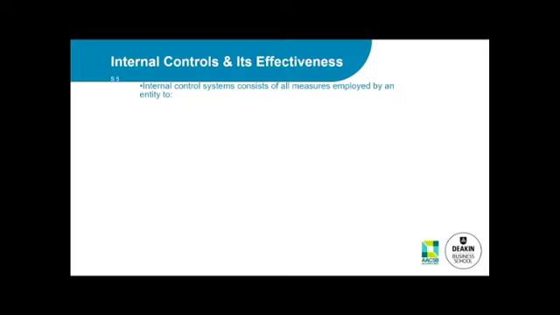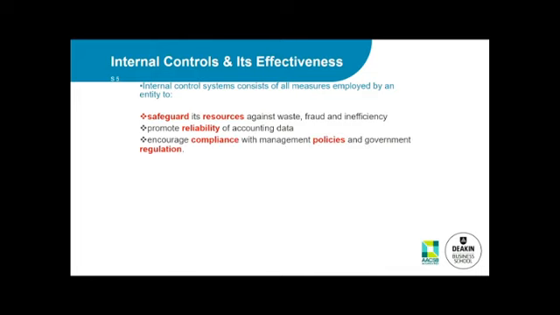So an internal control system consists of all measures employed by an entity to safeguard its resources against waste, fraud, or inefficiencies, promote reliability of accounting data, and encourage compliance with management policies and government regulations. Right? If you have policies and regulations, you really want to make sure that you comply with them, because they've been put in place to make sure that the business is being run efficiently and effectively. In other words, not wasting resources and getting to its goals that have been set by the top management of the company.